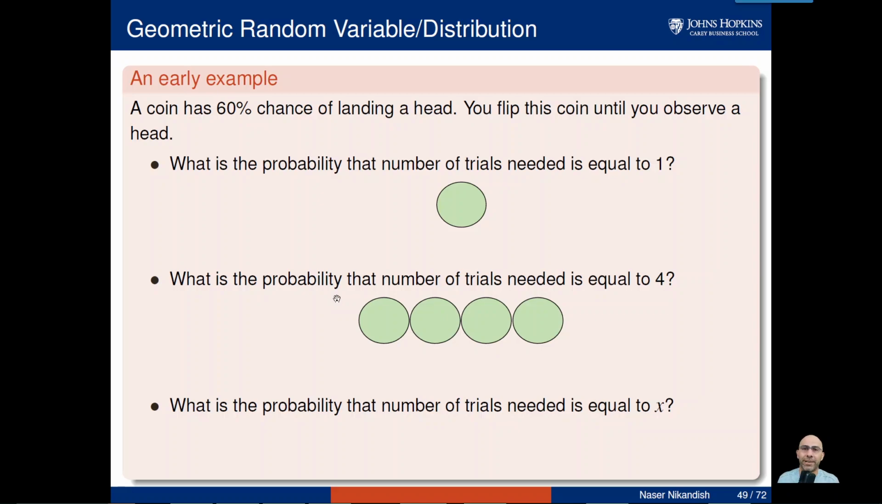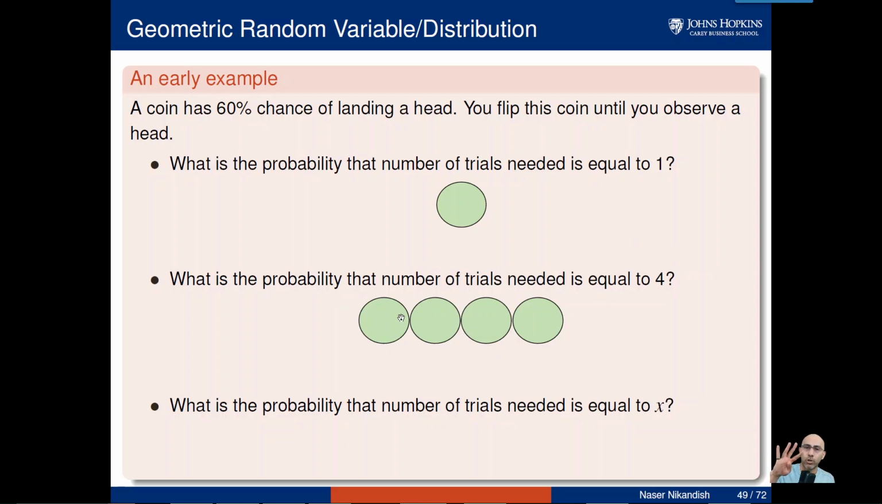Let's move to the geometric random variable. Here's one example, and I'm going to read from a slide. A coin has a 60% chance of landing head. You flip the coin until you observe a head. See, in this one, you don't flip it a certain number of times. You flip it until you see the first head. What is the probability that the number of trials needed is equal to 1? Well, if I want the first trial to give the first head, the first one must be head. So the probability is 0.6, right?